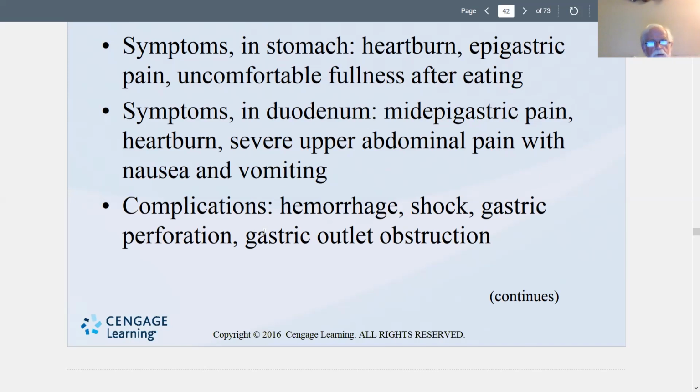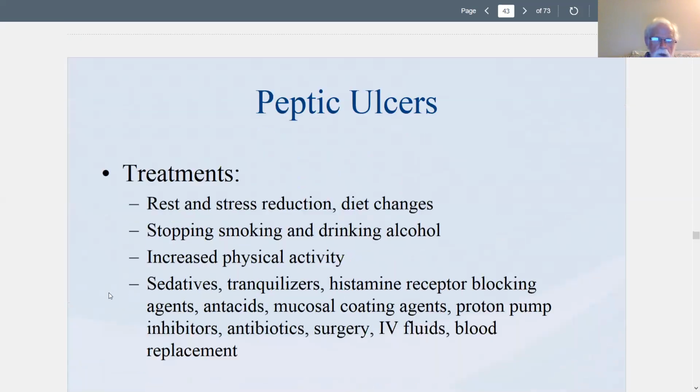Each section is separated by a constricted area. Sometimes there are sphincters and sometimes not, but in some cases there can be an obstruction at one of those outlets.